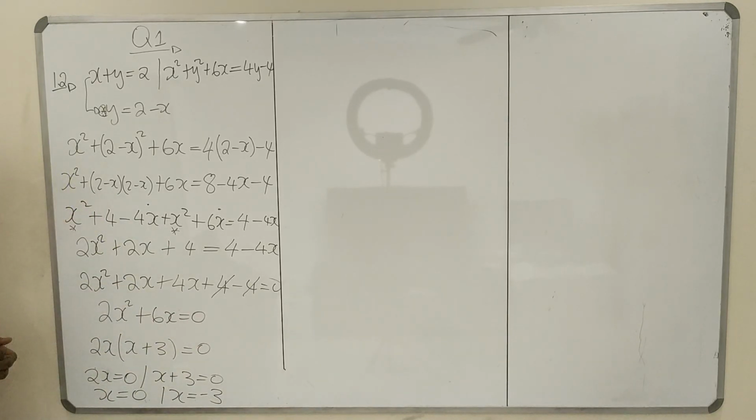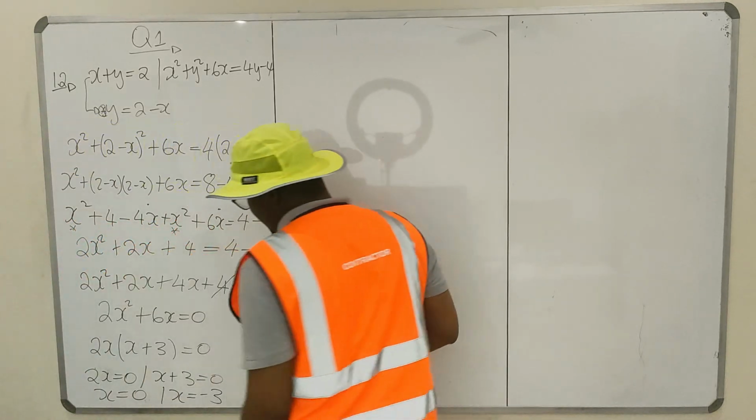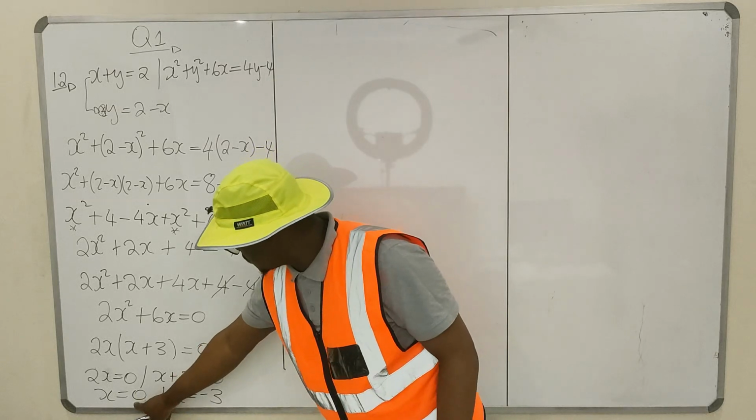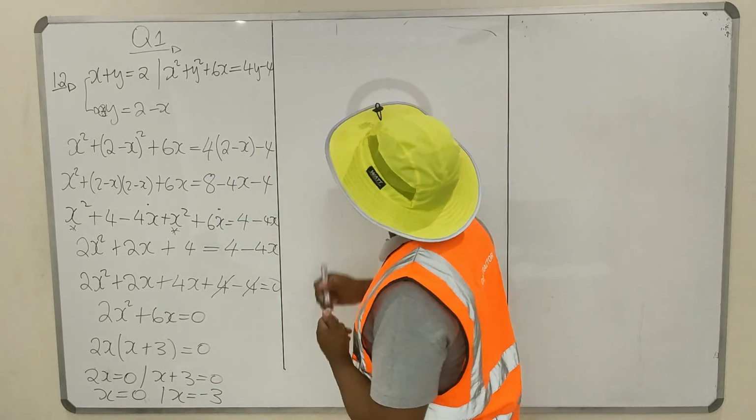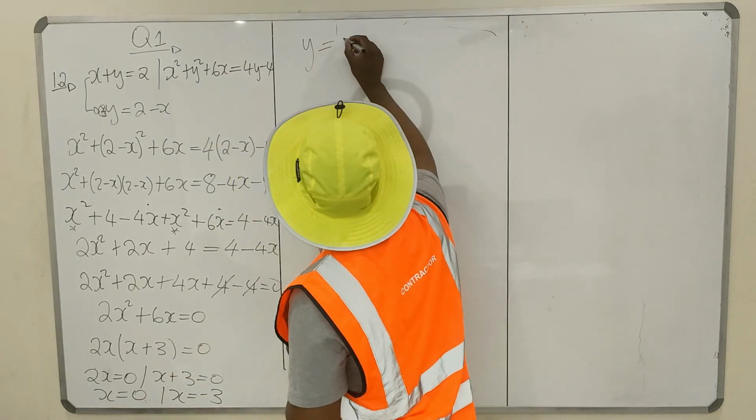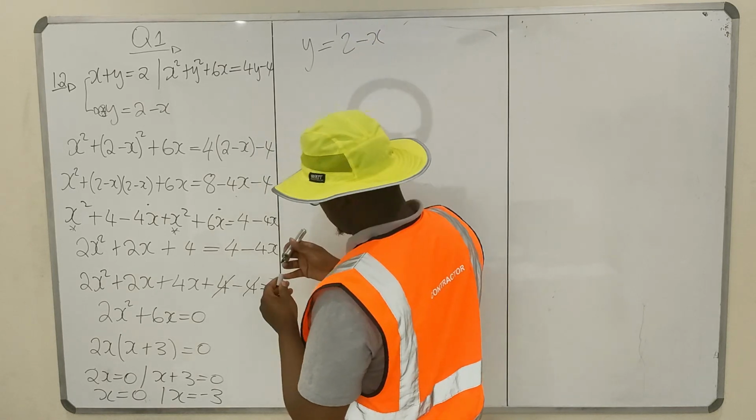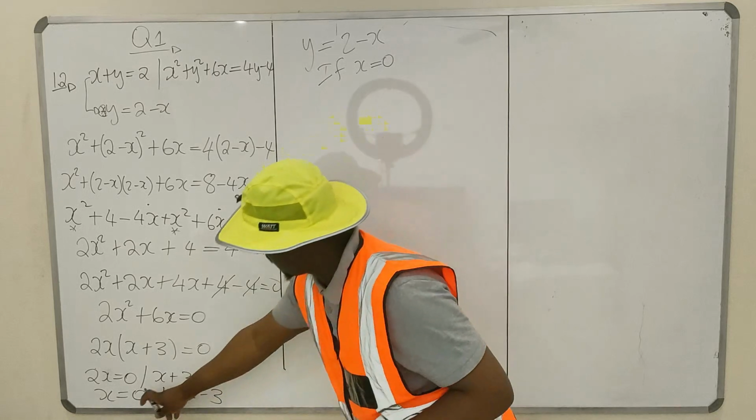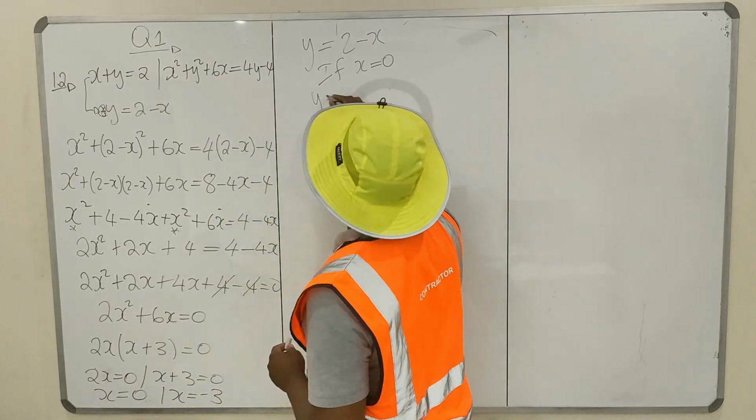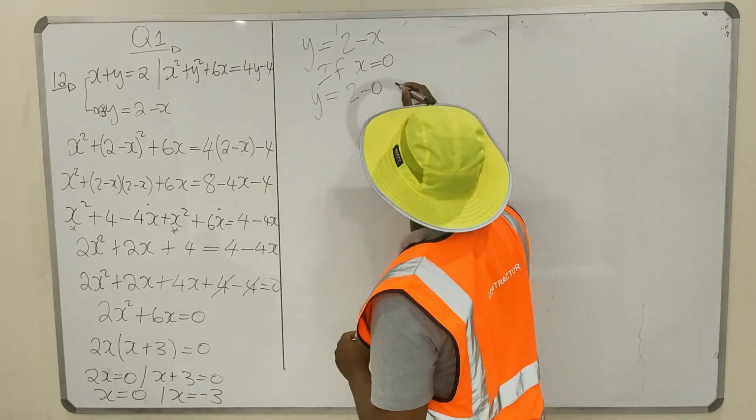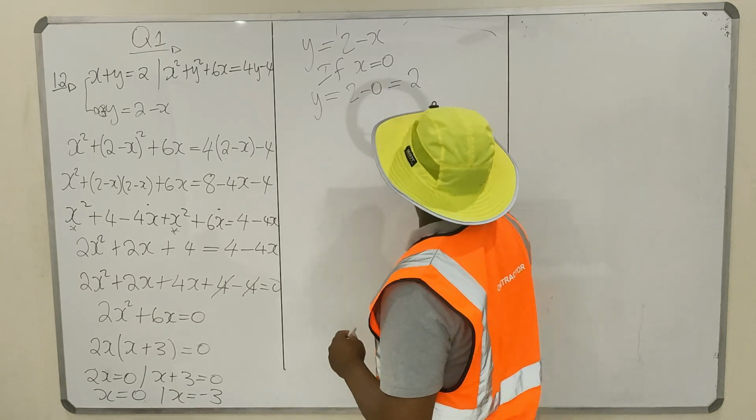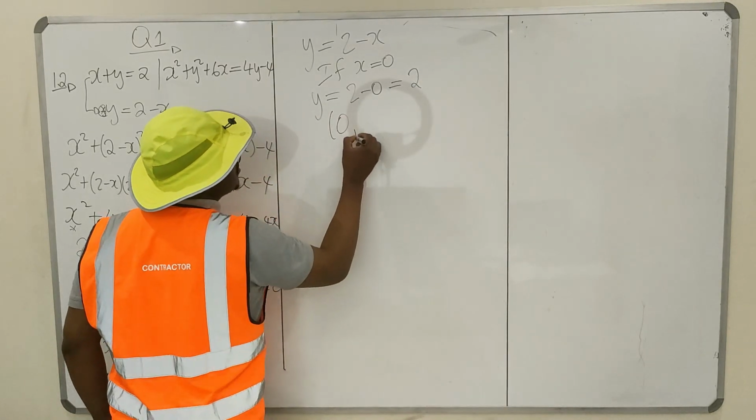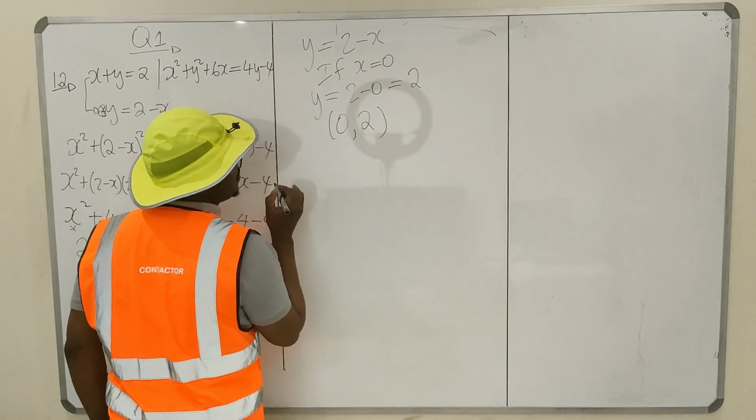Right? Now we have that x is equal to 0, x is equal to minus 3. We said our y was equal to 2 minus x. If our x is 0, like we have there, our y would be equal to 2 minus 0, which is equal to 2. So your coordinates are 0 and 2.